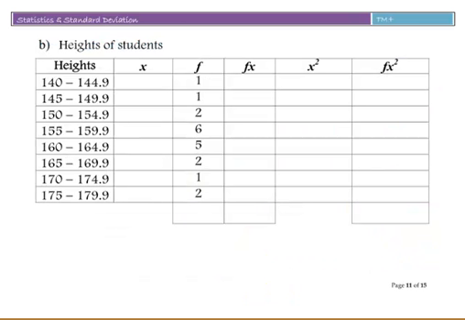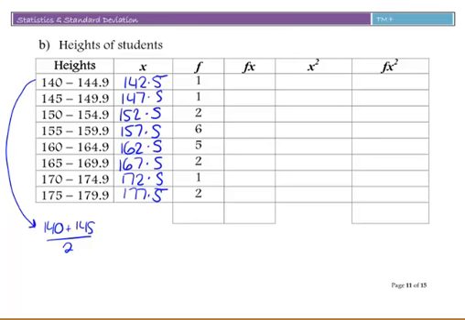Here's one for you to do. What I want you to do is go through and try and do this for yourself. Firstly though, you need to find your midpoint. Okay, so this value here. Now remembering that for this value here, it's 140 plus 145 divided by 2, which gives us 142.5. So go through and give this one a go first.